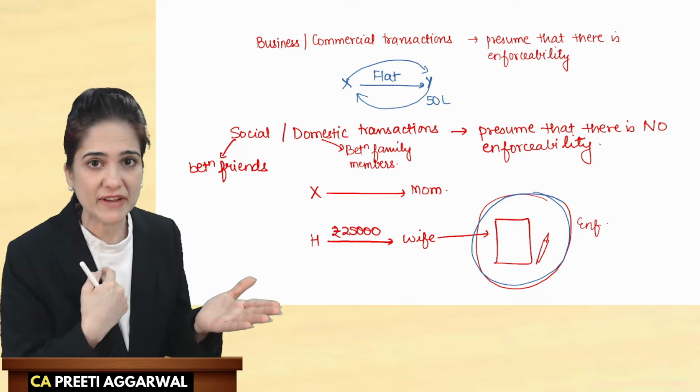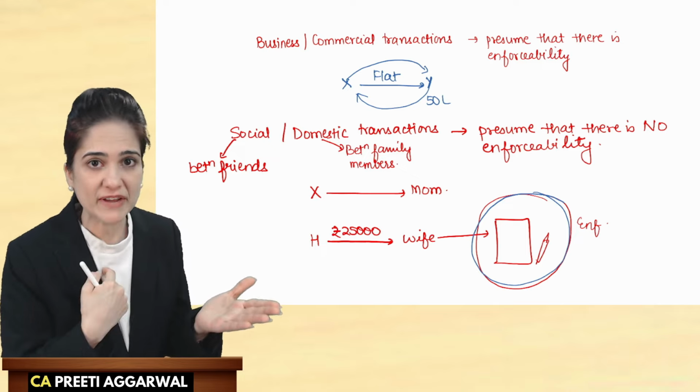So, law presumes that in case of social or domestic agreements, there is no intention to sue, no intention to create legal relation. However, you may add it separately by showing your intention either through words or in writing, either orally or in writing. If you add enforceability, then it will definitely be a valid contract. So, students, this is something which I wanted you to be aware of.